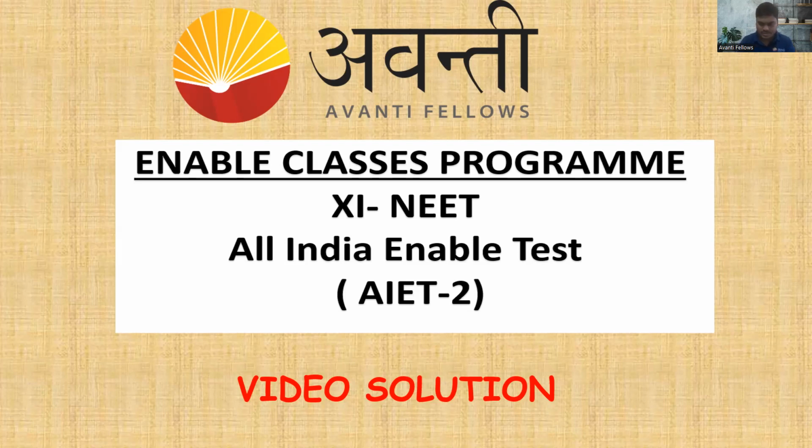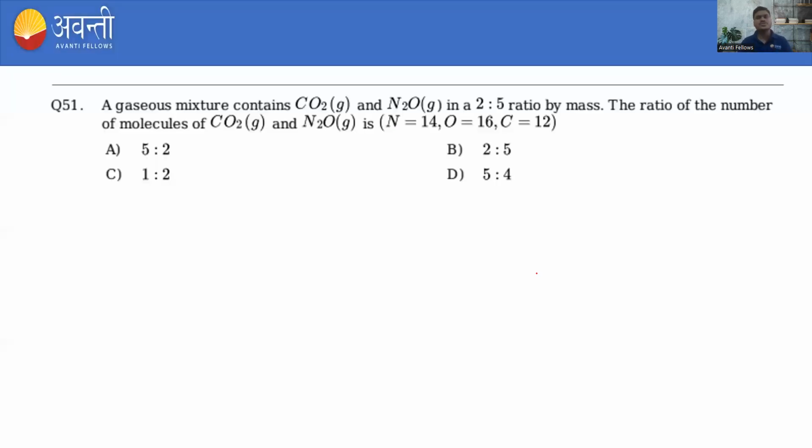Okay. So the first question is the first question in your chemistry paper, right? A gaseous mixture contains CO2 gas and N2O gas in a 2 ratio 5 by mass. The ratio of the number of molecules of CO2 and N2O is. So you have to calculate the ratio of the number of molecules. The mass ratio is already given, and you have to calculate the number of molecules of CO2 and N2O. This is a very simple question from the mole concept. I hope all of you did this question very well, right? So let's see the solution of this question.